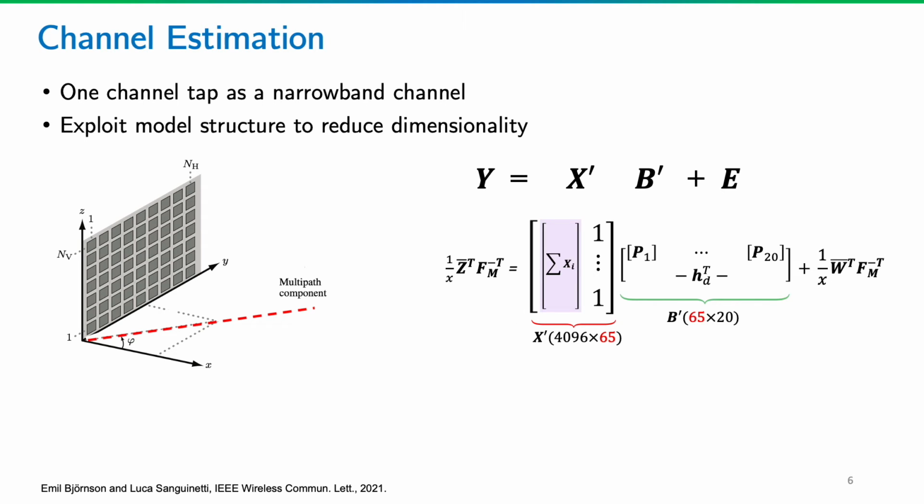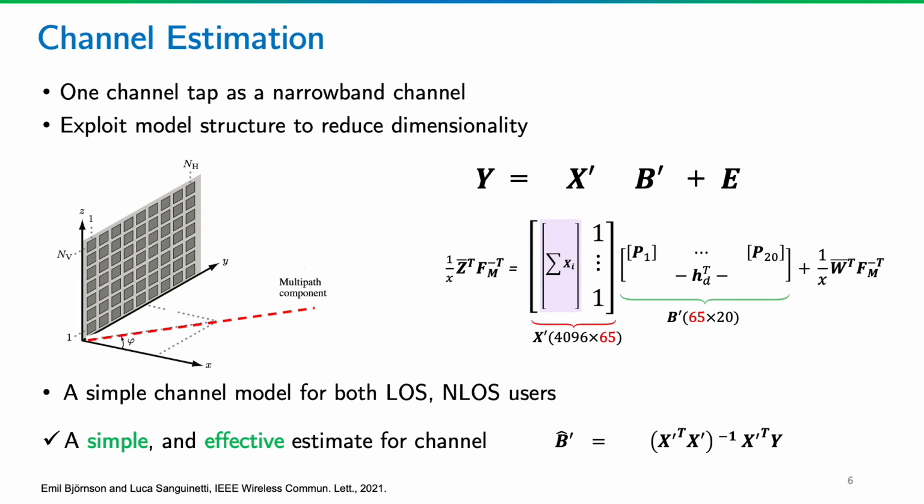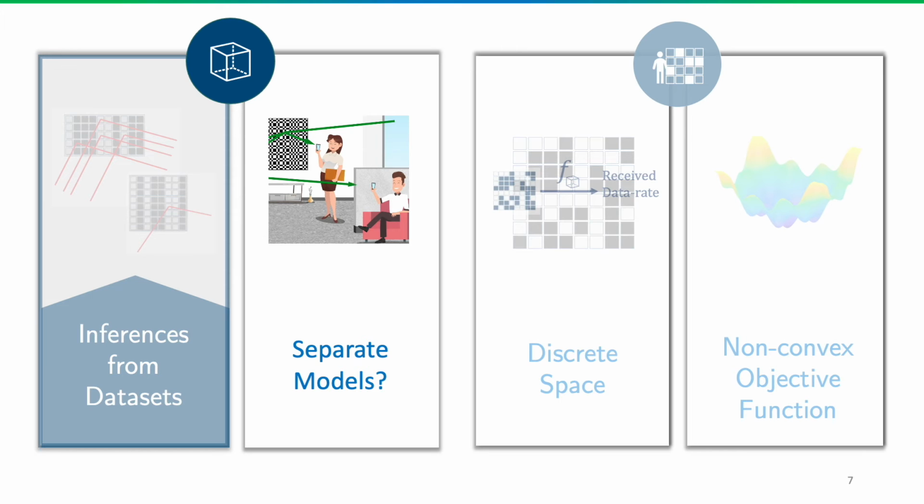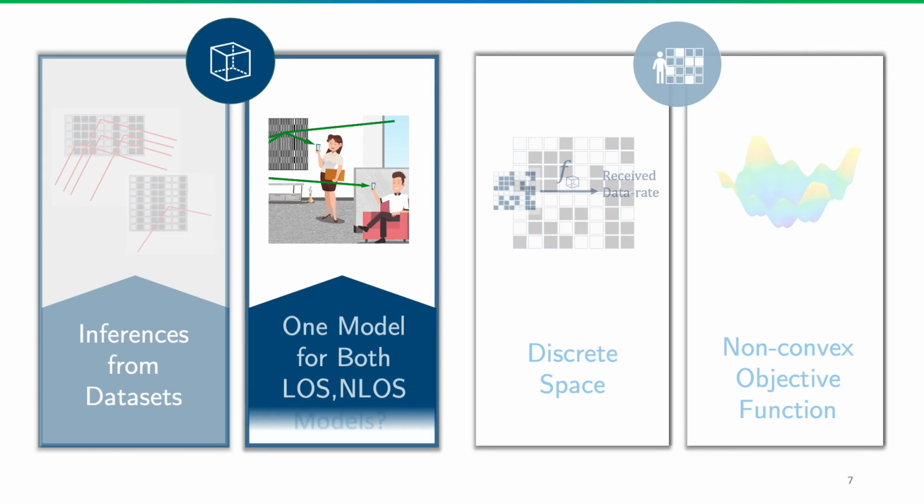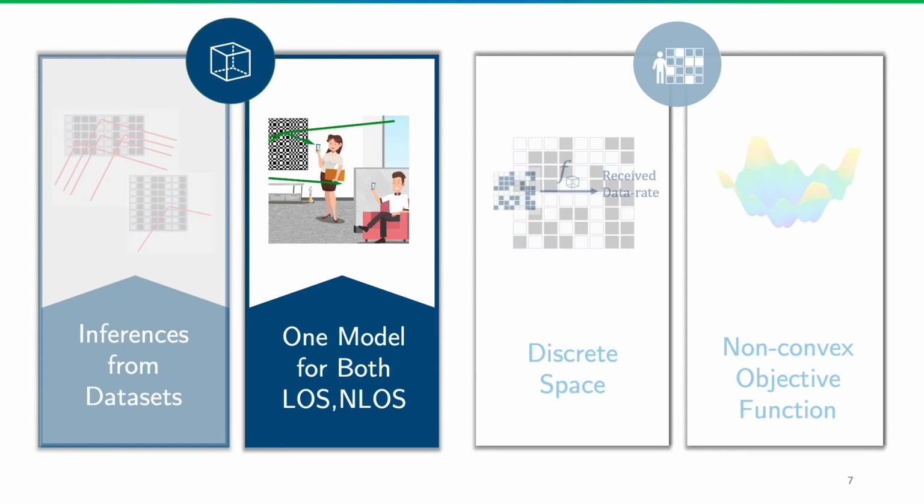Furthermore, we have a channel estimation method, which is common for line of sight and non-line of sight users. Even though the obtained least squares estimate is simple, it led to better results. We can now estimate the channel easily for both non-line of sight and line of sight users using the same linear model. Next challenge is the discrete nature of the search space.